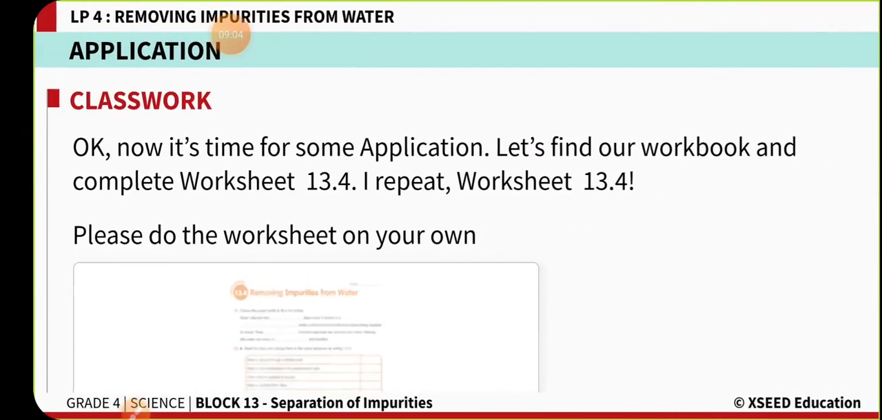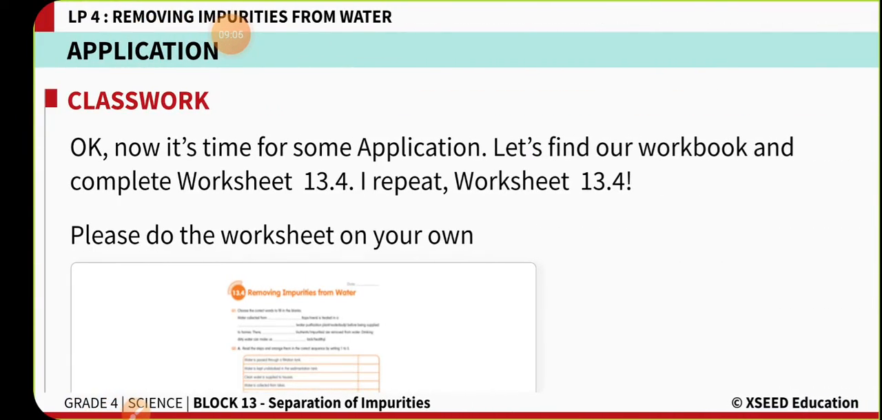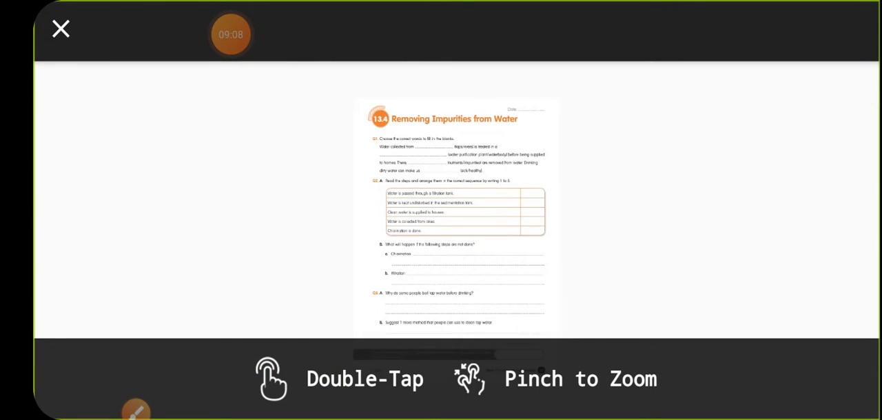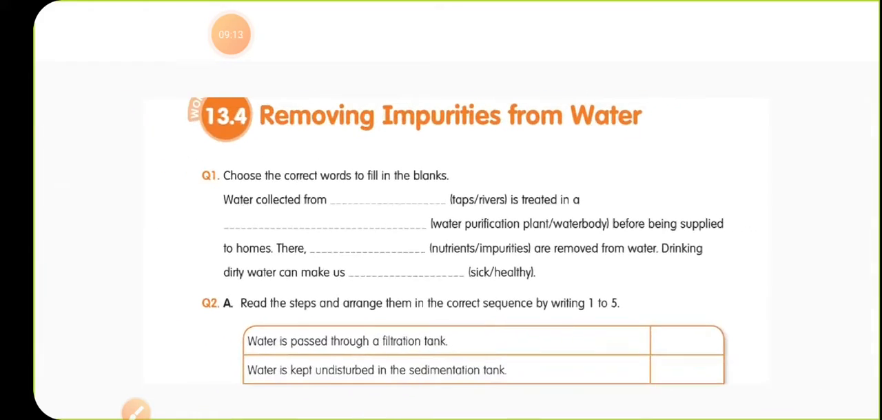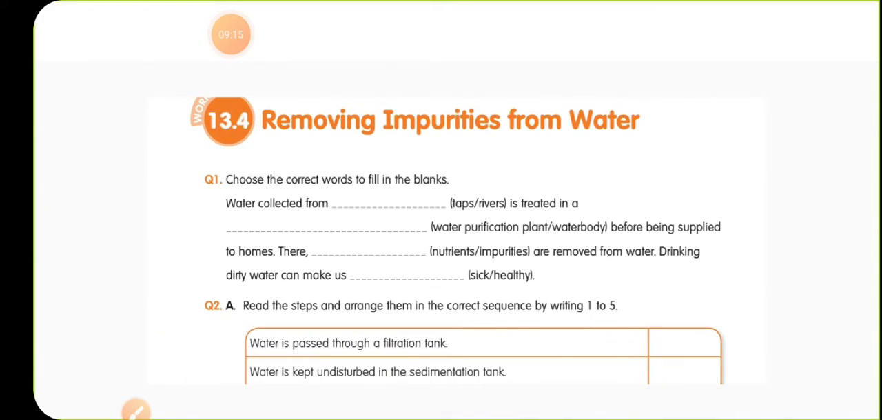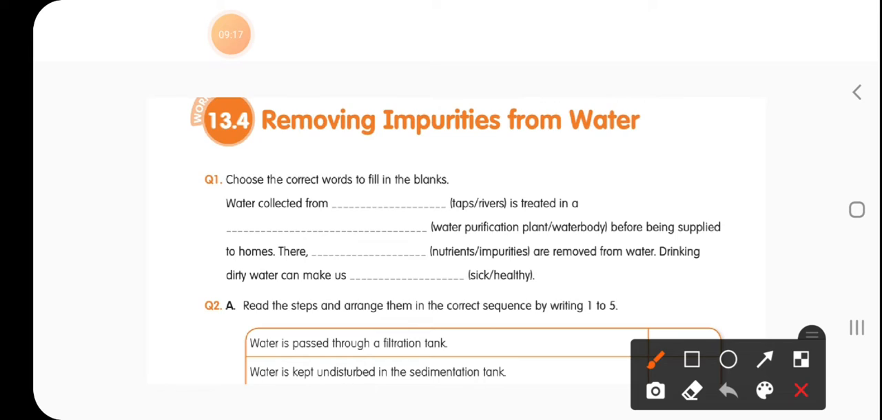Okay, so once after listening to this video, let's complete the worksheet first, children. So in our worksheet, at first, let us complete the fill in the blanks. Choose the correct option to fill the blanks. Water is collected from rivers. It is treated in a dash water purification plant before being supplied to homes. There, dash means here the impurities are removed from the water.